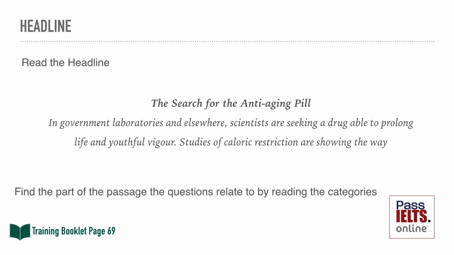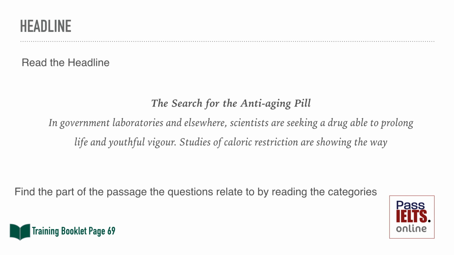First of all, let's read the headline together. I'll give you a little bit of time to have a look at the headlines, and then we'll look together what it's about. The article is about research into developing a pill which will slow down aging using calorie restriction.